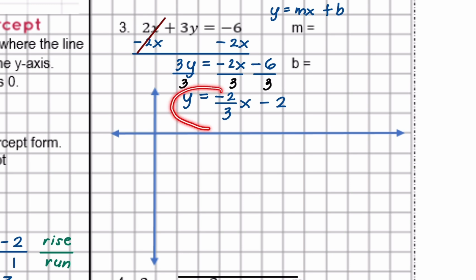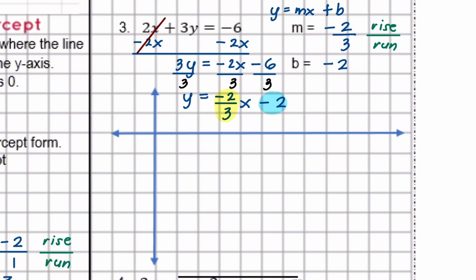Now that this is in slope-intercept form already, we can find the slope, or m, and the y-intercept, which is b. Again, class, for the slope, that is the coefficient of x, or the number beside x, which is negative 2/3. And then for the y-intercept, that is the constant, which is negative 2. Okay, so rise over run, our numerator is rise. And our denominator is run.